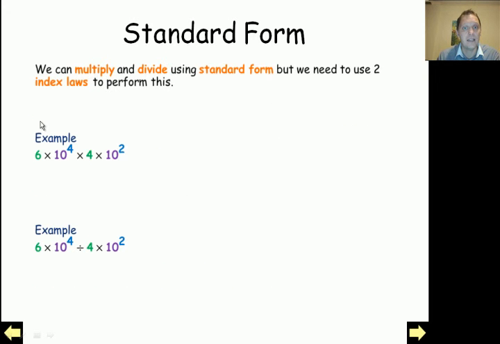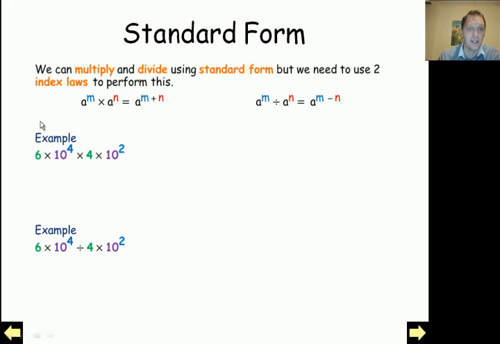We can also multiply and divide with standard form using our laws of indices. So these are the two laws that we're going to use when we've got a base value to a power, multiplying by the same base value to a power. We can use that same base value and just add together our powers, and when we're dividing we subtract our powers. So I've got two examples here, one multiplying, one dividing. So I'm just going to work our way through these.